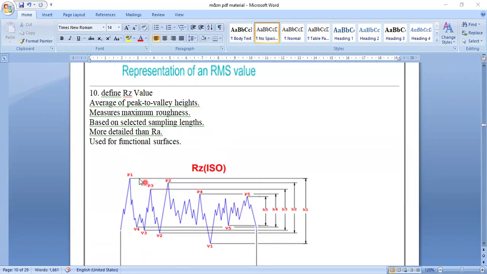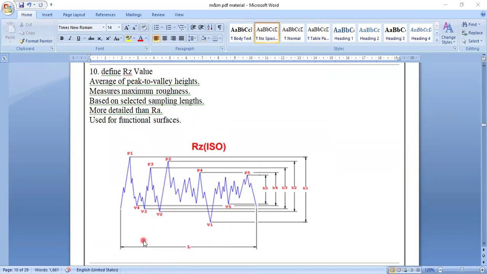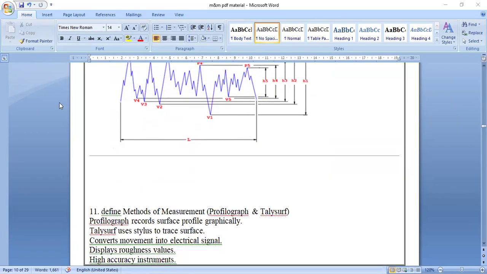So what is the peak heights? P1 by H1, P2 by H1, like that you can measure maximum roughness. So this roughness is perfectly measured here. It is based on the selected sampling length. It is measured on this length. This length is there. So it is also used for functional surfaces.